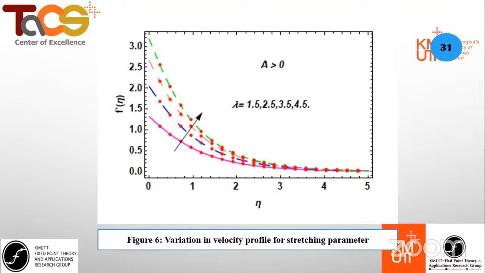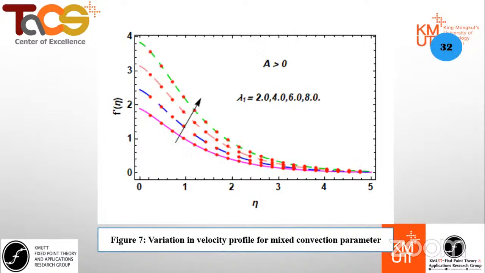Okay, similarly, figure 7 shows the mixed convection, as I explained in brief detail, how mixed convection affects the fluid velocity and how the fluid velocity increases. But the only difference between the previous figure and this one is that this figure is plotted for the slip condition, and that was for the no slip condition. Next, please.